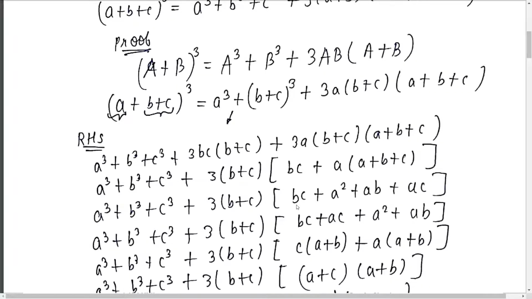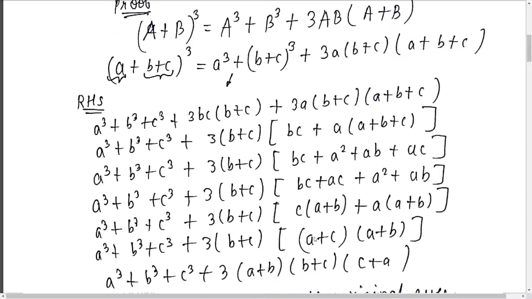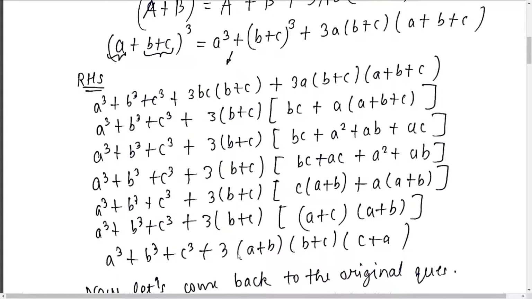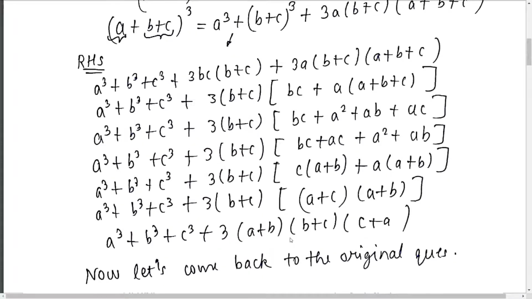Now I have reordered the terms. I have written ac before right here and just reordered the terms. So now I've taken c common here, I'm left with a plus b, and I've taken a common here, I'm left with a plus b. So after this, I have taken a plus b common, a plus c is left. So I got this expression: a cube plus b cube plus c cube plus 3 times (b plus c) into (a plus c) into (a plus b), and I have reordered the terms because in multiplication ordering does not matter.